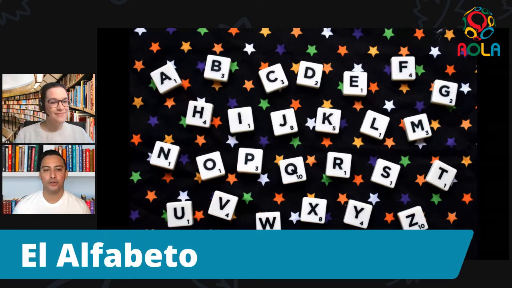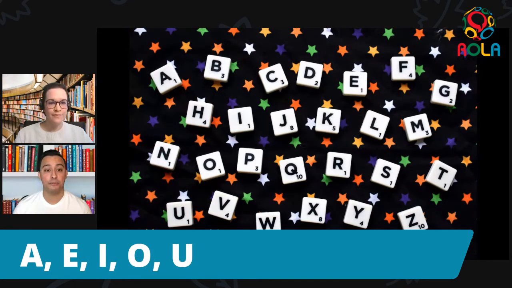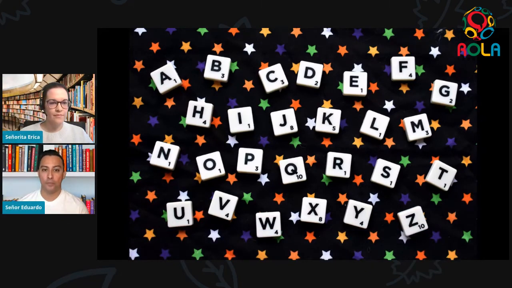Okay, so very good. So el alfabeto. So we already know the 5 vowel sounds that we practiced. A, E, I, O, U, right? A, E, I, O, U. So back to the alphabet. Now, what I'm showing you now is the English alphabet. And Señorita Erika said we have to add one more, which is the Eñe with the tilde on top, the squiggly on top.